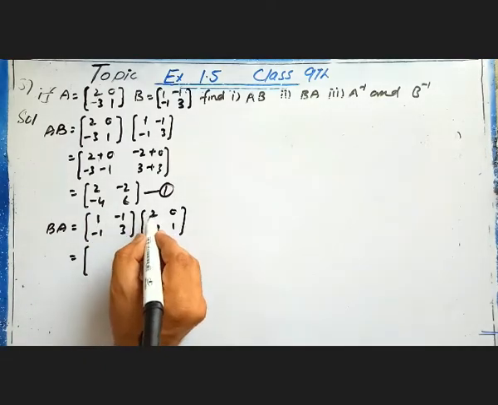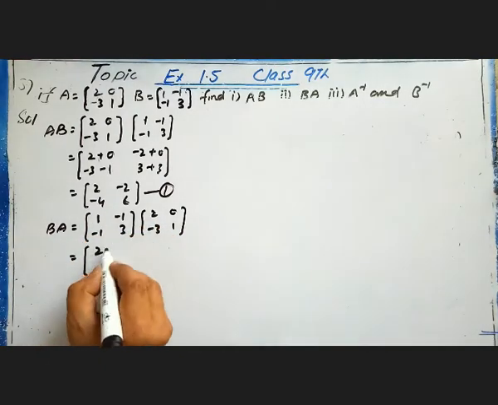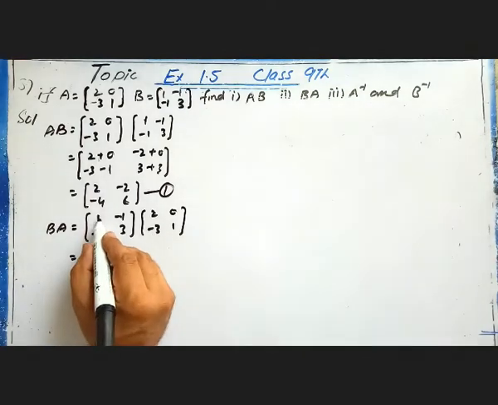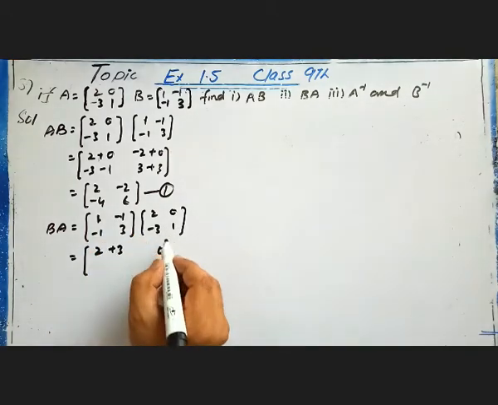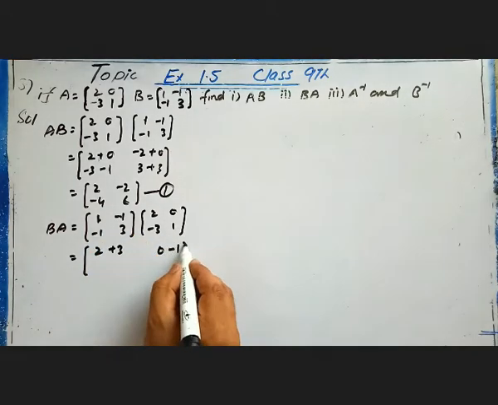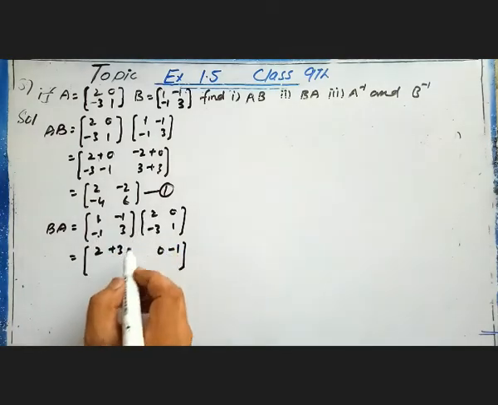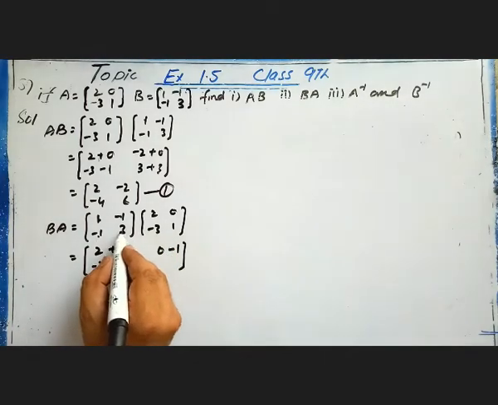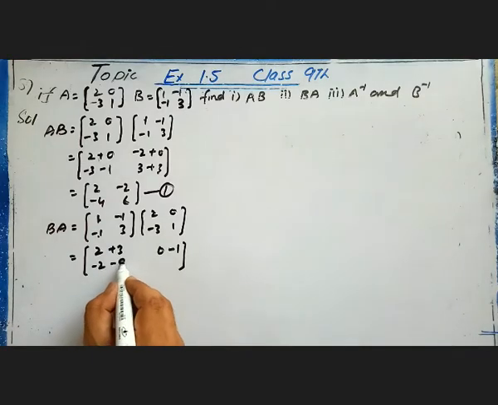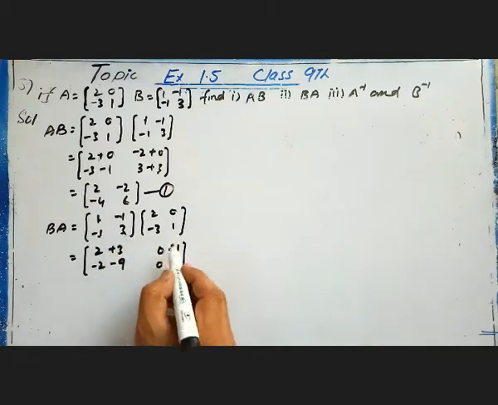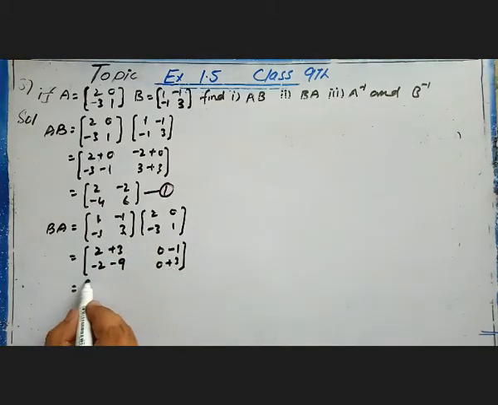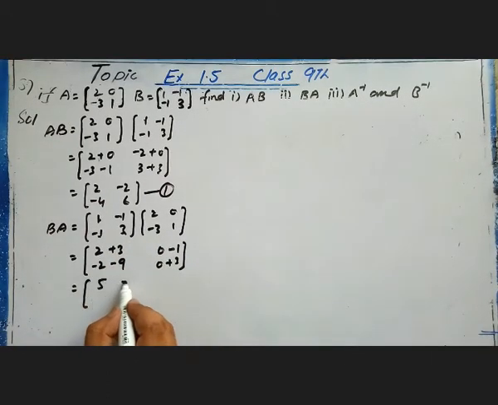So 1 into 2, first row first column, 1 into 2 is 2, -1 into -3, so +3 आ जाएगा इससे. Now 1 into 0 is 0, and -1 into 1, so -1 आ जाएगा इससे. Now -1 into 2, so -2, and 3 3s are 9, so -9 आ जाएगा. ठीक है, so -1 into 0 is 0, and 3 into 1, so +3. It will give us a matrix of 5 -1 -11 and 3.